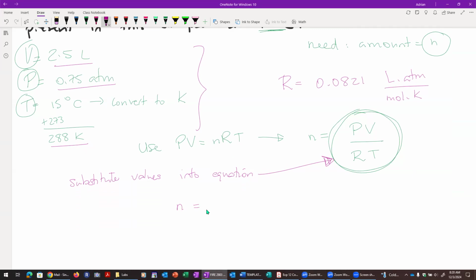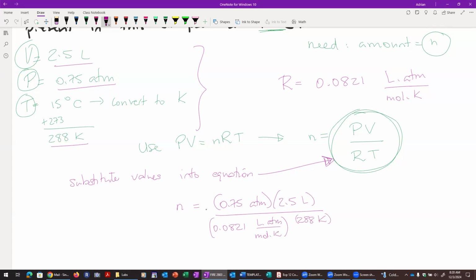So n here is equal to the pressure, so 0.75 atmospheres. I like to put my units in so I can see if they cancel out. That confirms whether I did the algebra properly. V, volume, is 2.5 liters, over R, so that's 0.0821 liter times atmosphere per mole times Kelvin. And T, our temperature, is 288 Kelvin.